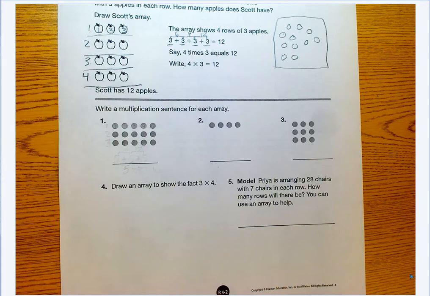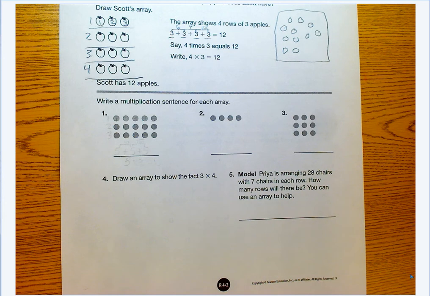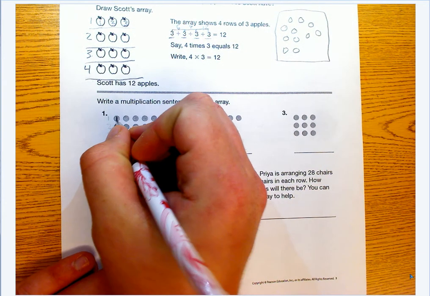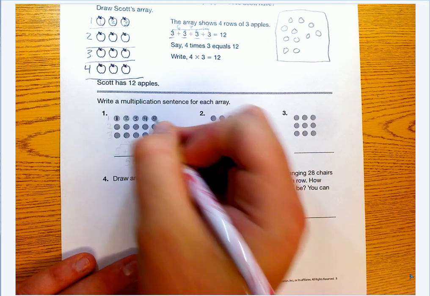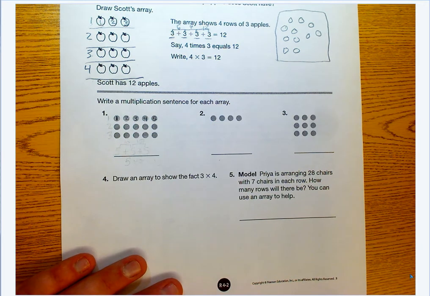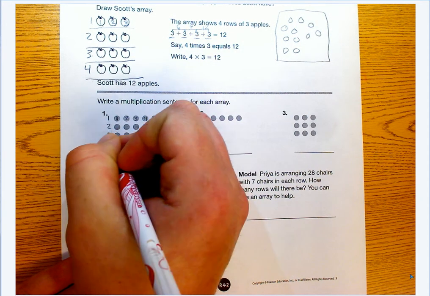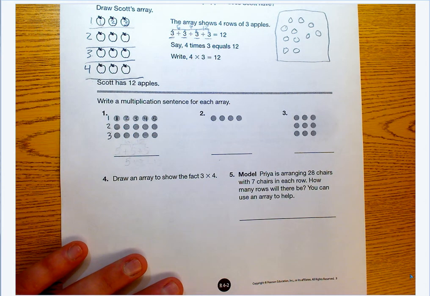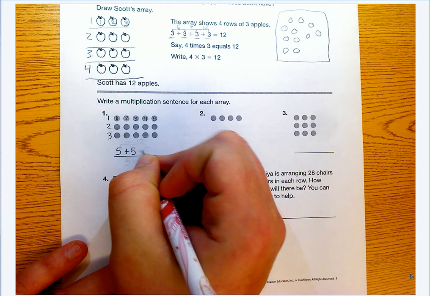So I'm going to do a couple down here for you. This says write a multiplication sentence for each array. So the first thing I need to do is I need to see how many are in each row. 1, 2, 3, 4, 5 in each row. And now I need to see how many rows there are. 1, 2, 3. So I have 3 rows of 5. And I can write that as a repeated addition sentence. 5 plus 5 plus 5.